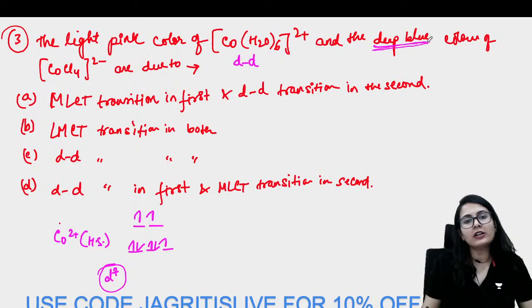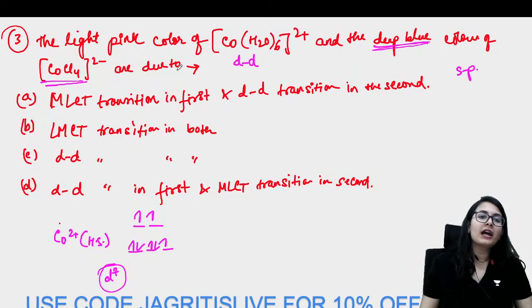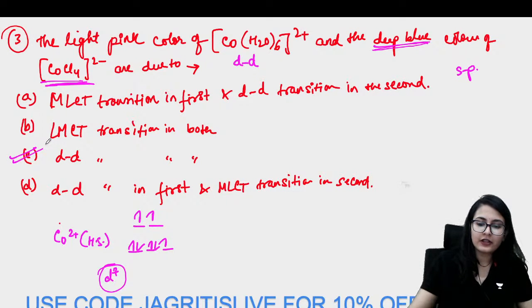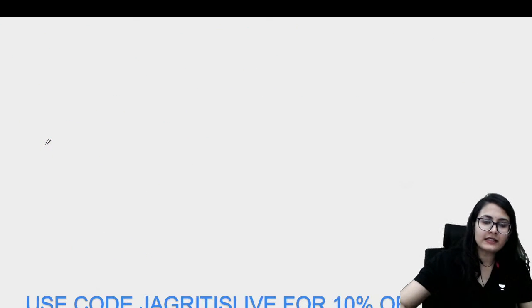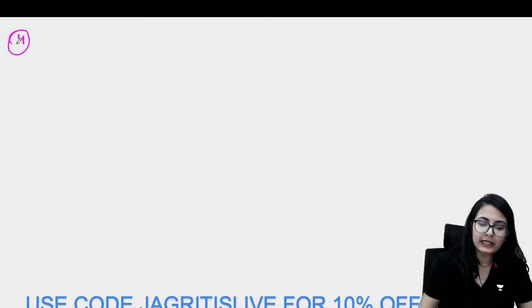However, the deep blue color over here is because of the sp mixing. What happens is, guys, in the tetrahedral system there is sp mixing, and you are having the Laporte rule relaxed over here. So the Laporte rule is relaxed and you have d-d transition allowed. So this is your correct answer. Okay, let's move onward, guys. Question number 4 quickly.